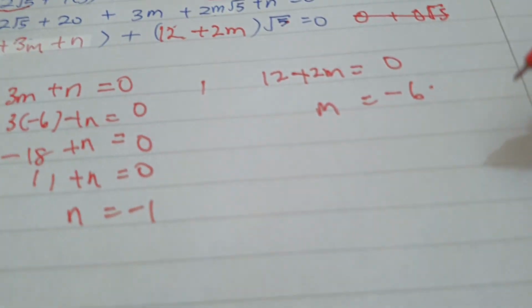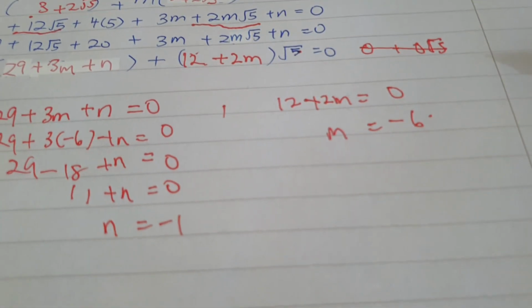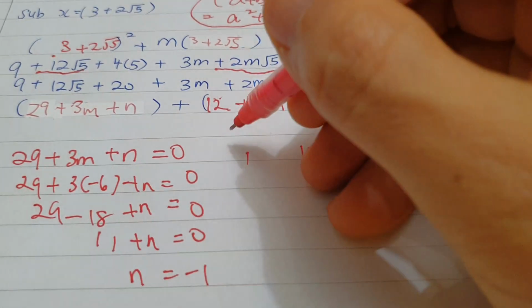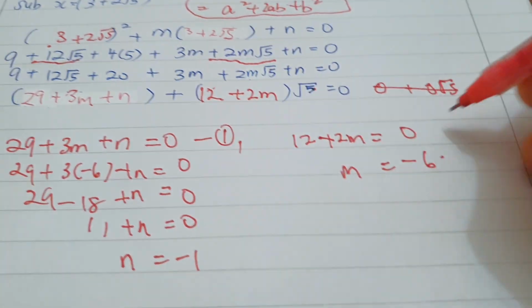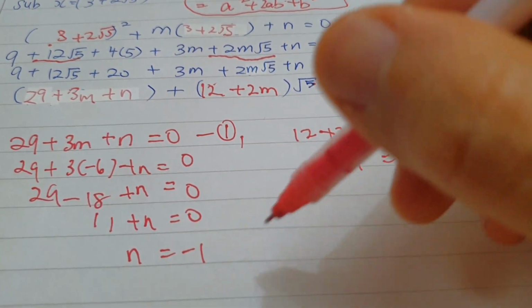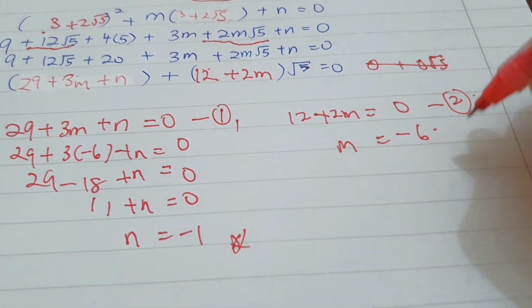Okay, so both m and n are integers, so very likely that you're correct. Okay, so please check whether there's any mistake. Okay, then you can get these two answers if there's no mistake.